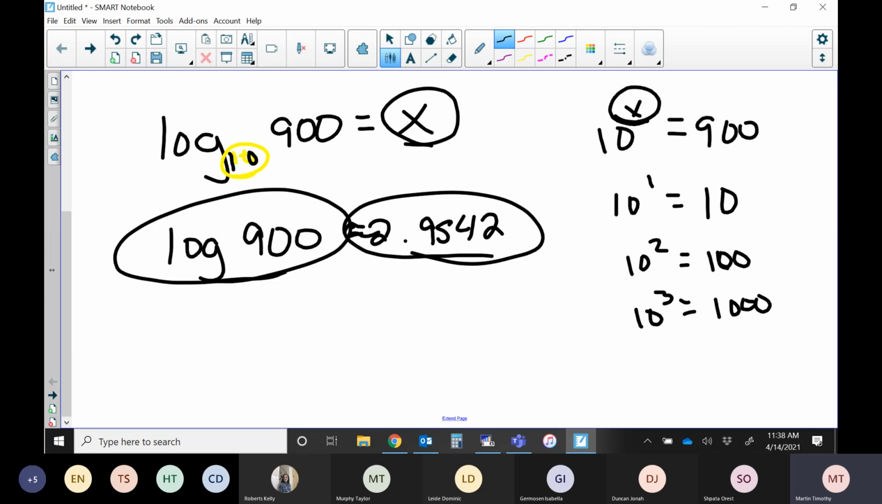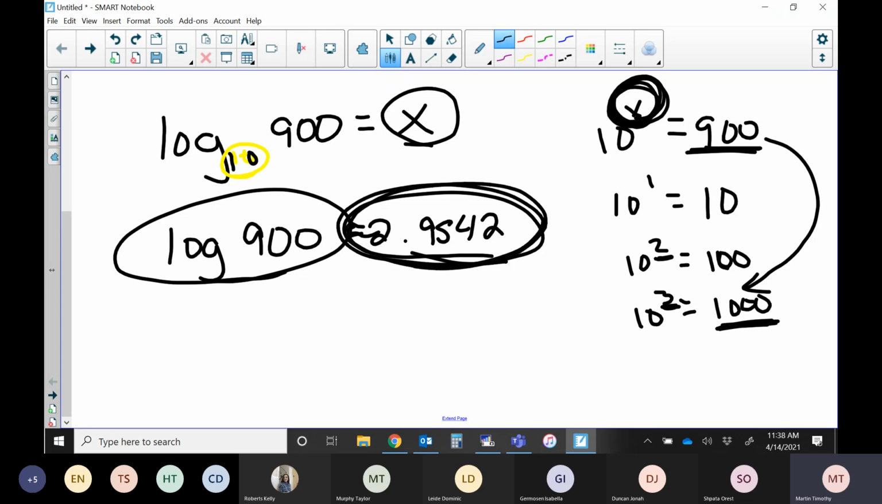Now, let's look at this number right here. We wanted 10 to some number equals 900. Where does 900 fall? In between 10 to the second and 10 to the third. It falls right in between and even closer to the 1,000, correct? So our x should be some number between 2 and 3 and closer to 3. And the number we found is 2.95, which is exactly what we expected based on our understanding of what we were solving for. Does that make sense? Give me a thumbs up if it makes sense.